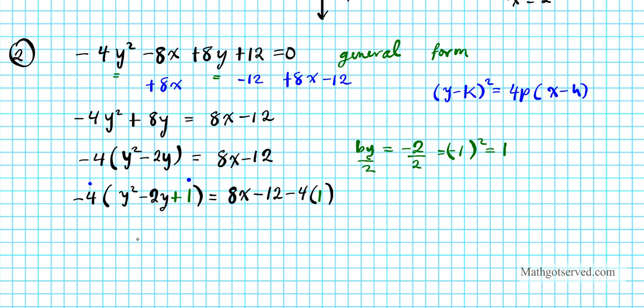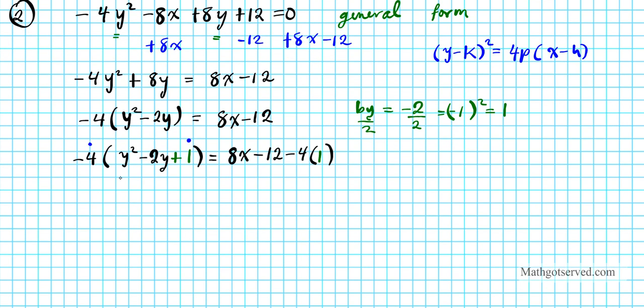Alright. So now we are going to have a perfect square trinomial in the parentheses here. Bring down the negative 4. Negative 4 times, you root the first and the last term, and then bring down the middle sign, okay? So that's going to be y minus 1 quantity squared, okay? Equals, here we have 8x minus 16.